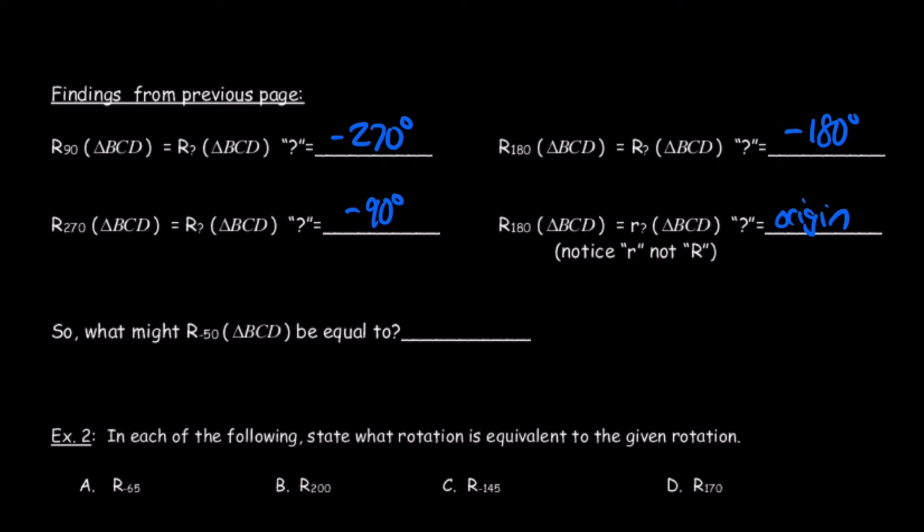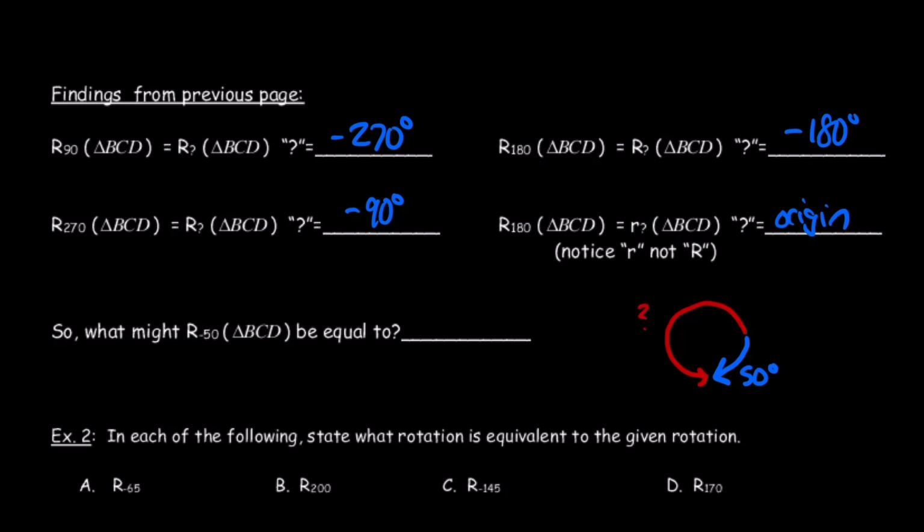So what might a rotation of negative 50 degrees be equal to? Well, I like to think of it as a circle. So if I start here and I rotate negative 50, that's clockwise 50 degrees. So that part of the rotation is 50 degrees. What would that be equivalent to? What would I have to do going the other direction?